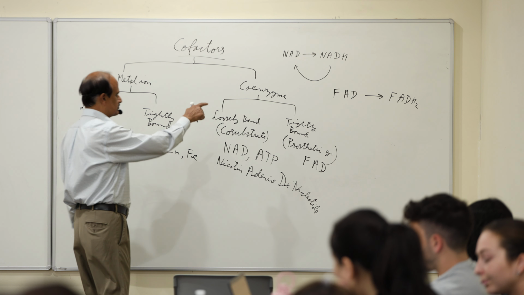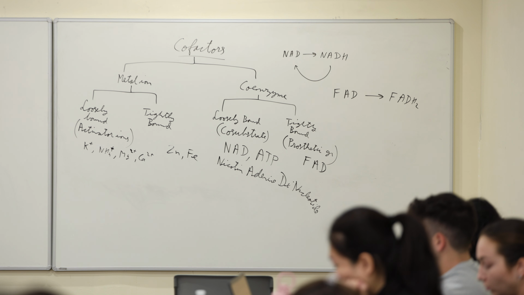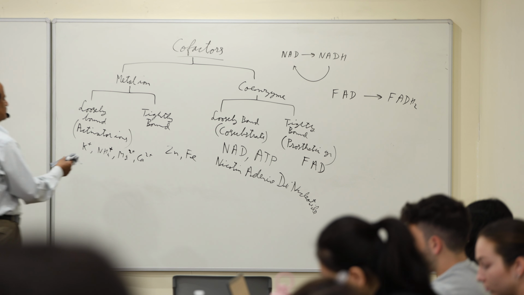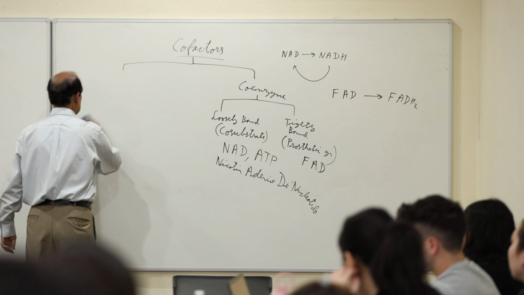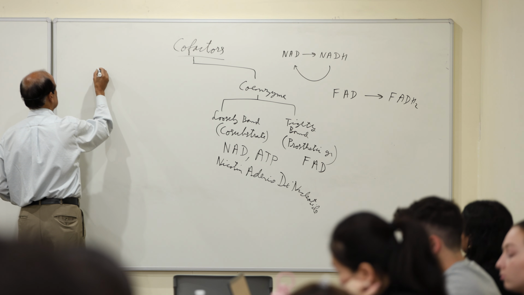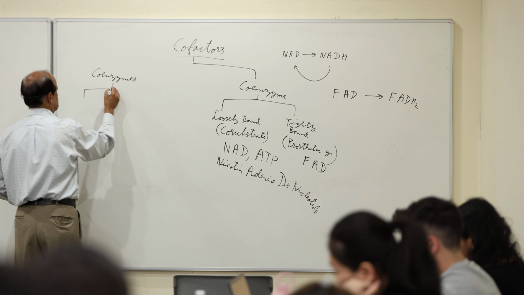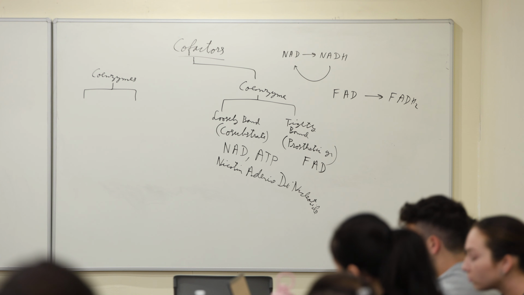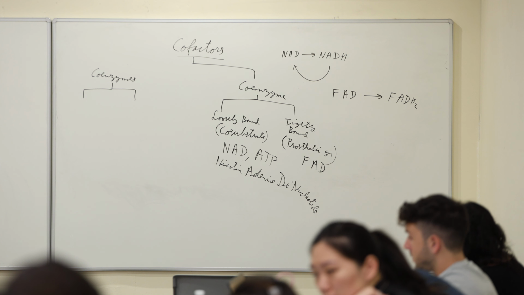All right, so these are the classifications, before we go into examples of any of these metal ions or other ones. There is another classification of the coenzymes that applies to higher organisms like mammals, and that is dependent on the source of the coenzyme. Where do you get this coenzyme from? Do we make it or do we get it from outside?